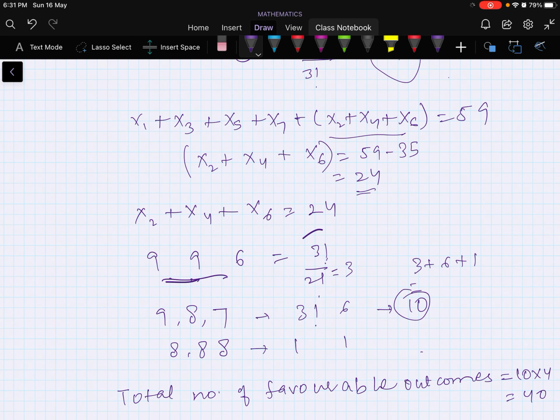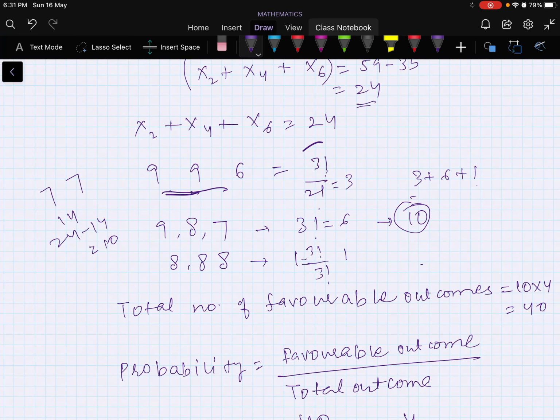Another solution is 9, 8, 7. Since all are distinct numbers here, the total number of solutions equals 3 factorial, which is 6. And the last one is 8, 8, 8. There is only one solution here, 3 factorial upon 3 factorial, which equals 1, right? No other solution is available. Why? Because if we take two 7s here, 7 plus 7 is 14, and 24 minus 14 equals 10, but the maximum value they can attain is 9. So only these terms are possible here. So 3 plus 6 plus 1 equals 10.